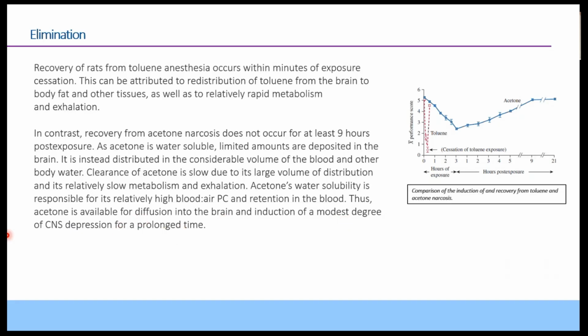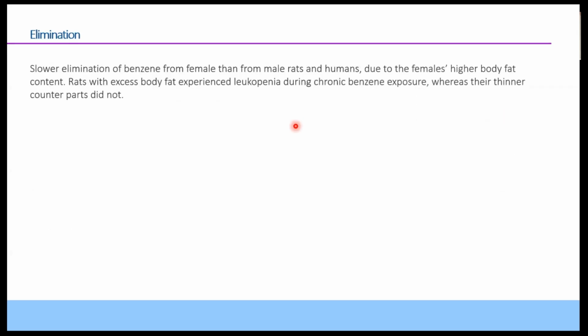prolonged time. So here you can see in this figure that when acetone is given to the animal, the hours post exposure or the effect period is very long, and this is because acetone is available in the body for a longer period of time due to its relatively large volume of distribution and slow metabolism and exhalation. So these are the examples which you need to remember for the exam also.